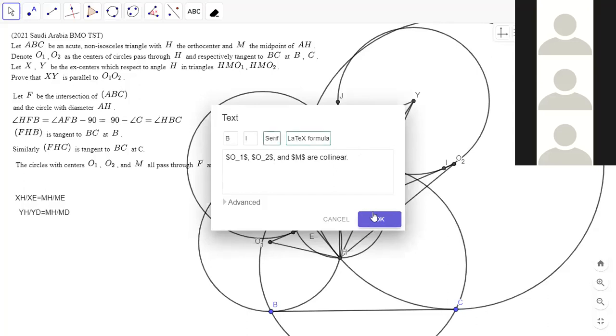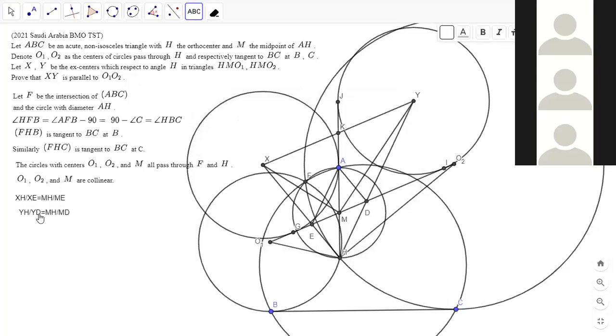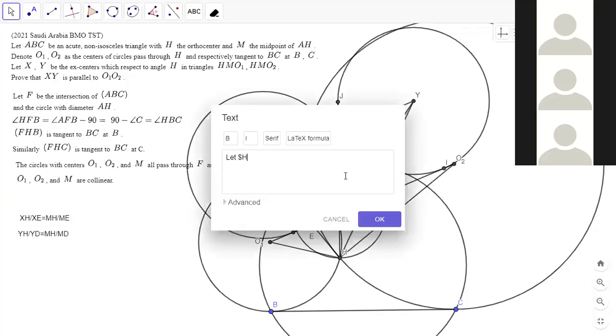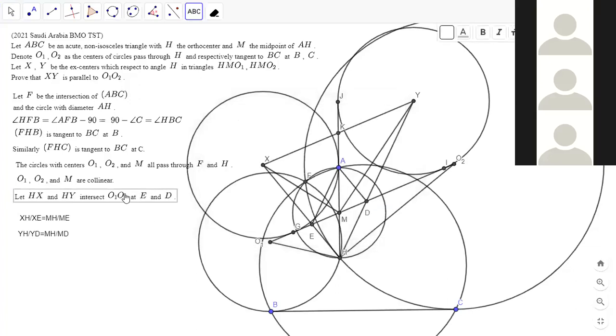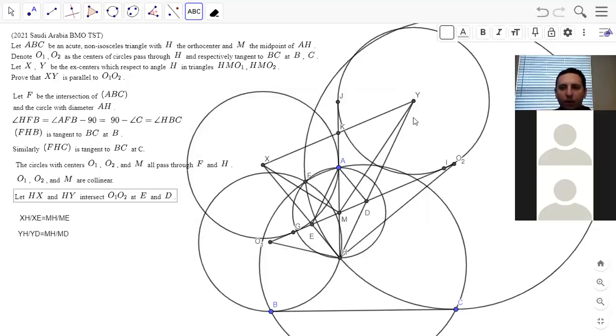All right. And then we could say let HX and HY intersect O1, O2 at E and D. E and B, and all right, sorry about this. So then do these equalities follow right away? By the external angle bisector theorem, we would have those two.